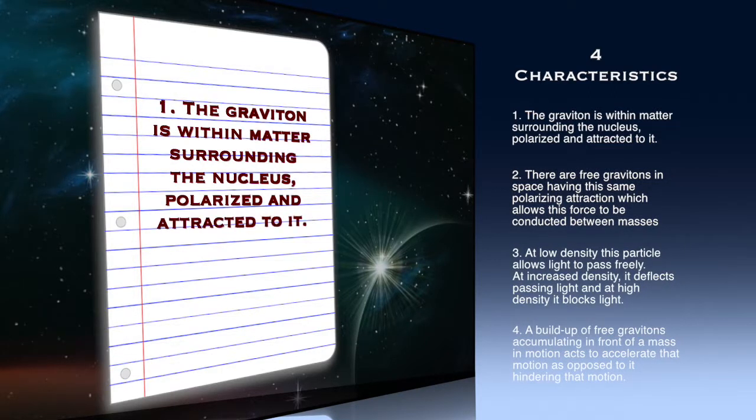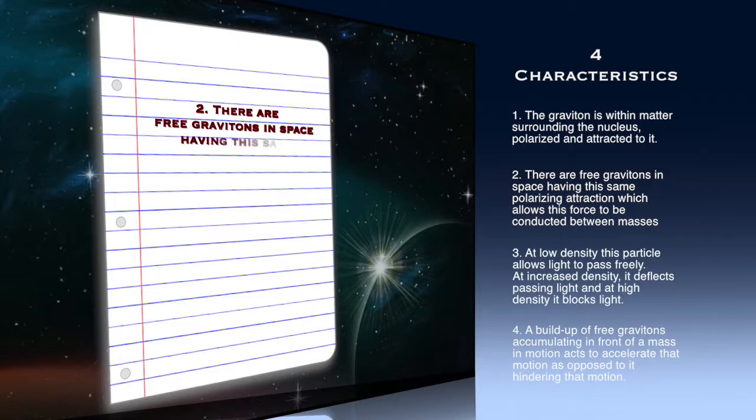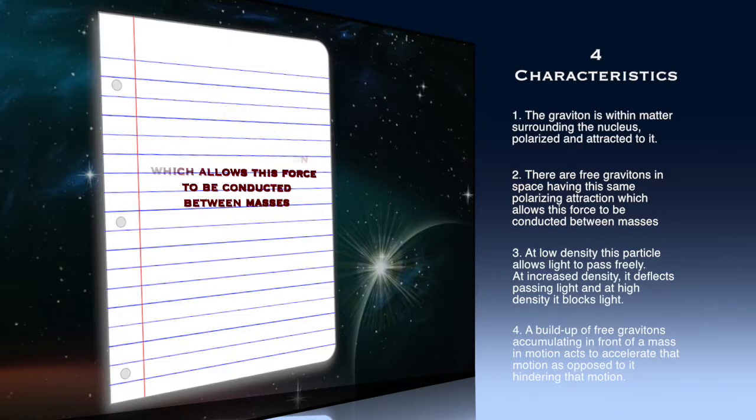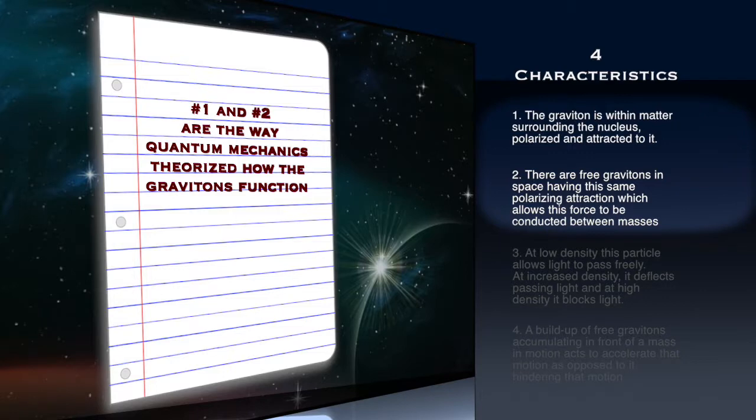Number 1. The graviton is within matter surrounding the nucleus, polarized and attracted to it. Number 2. There are free gravitons in space having this same polarizing attraction, which allows this force to be conducted between masses. 1 and 2 are the way quantum mechanics theorized how the gravitons function.